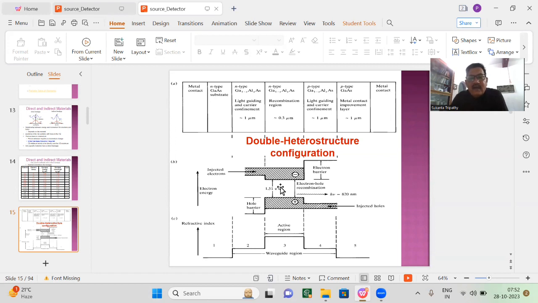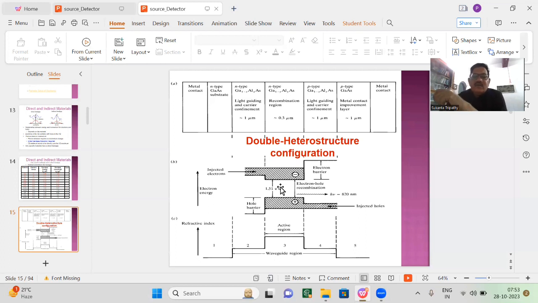So intentionally, I have varied the band gap of these three different regions so that when these electrons and holes are injected, then you can see that due to the suitable design of the different band gap, there is a barrier which is formed at this recombination region to the electrons. And similarly, there is also a barrier which is formed at the recombination region due to holes.